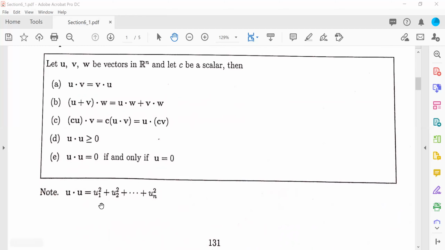It comes from the note below, which we discussed before, because u1 squared plus u2 squared, any number squared, is always a non-negative number. So if you add them together, you always get a positive number or 0. And u·u is 0 if and only if u is 0, because those numbers are always positive, so there is nothing to cancel out. In order for the dot product to be 0, we need u to be 0.